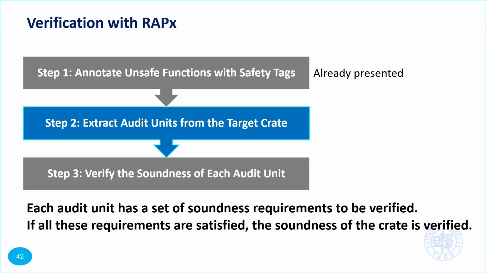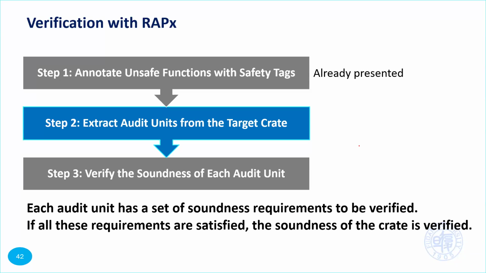The verification has three steps. The first step is to annotate the unsafe functions with safety tags. We have already introduced this part. Step 2 is to extract the audit unit from the target crate or module. Step 3 is to verify the soundness of each audit unit. So what is the concept of an audit unit? Each audit unit has a set of soundness requirements to be verified. If all these requirements are satisfied, then the soundness of the crate can be verified.